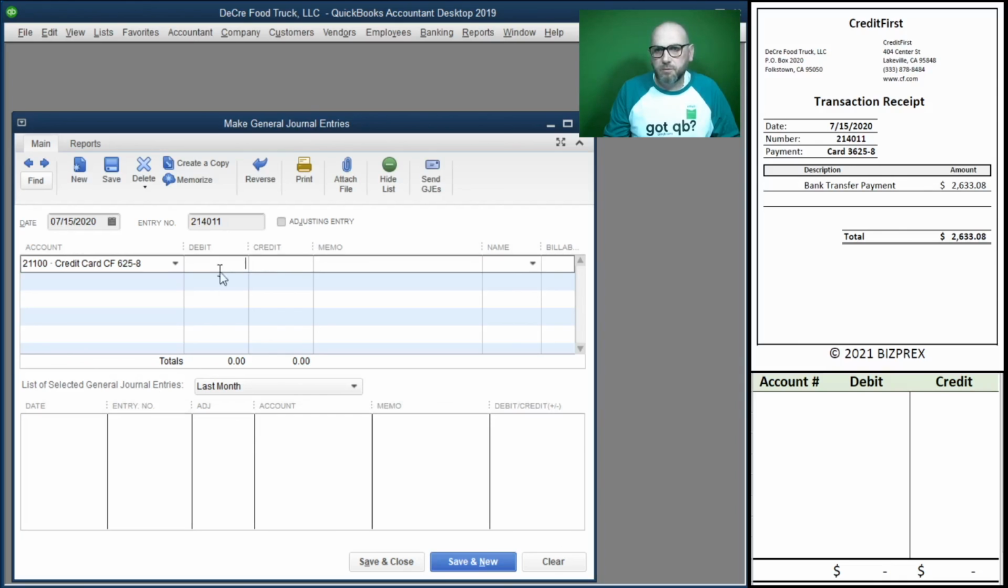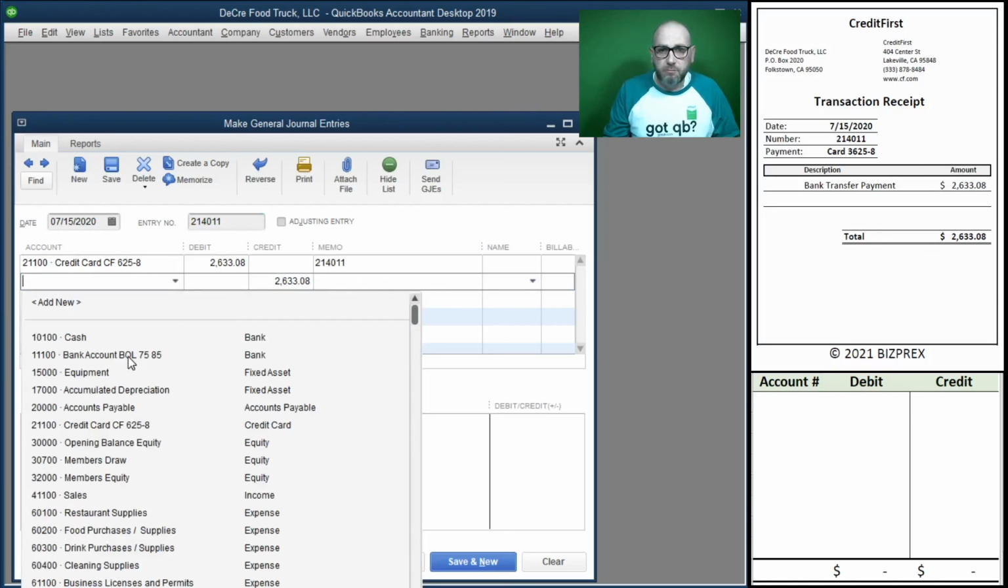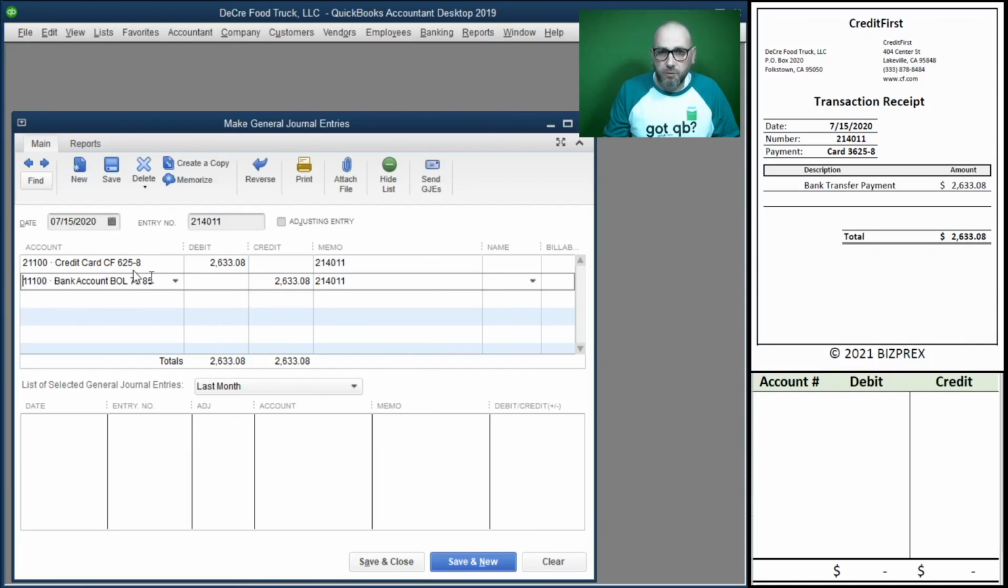So what's happening? Again, we're paying down our credit card, right? So our liability is going down. We owe less money. But we're paying it with cash from our bank account, so our bank account is going down as well. So bank account is an asset, we reduce it through credits, and liability, credit card account is a liability, we reduce it through debits, right?